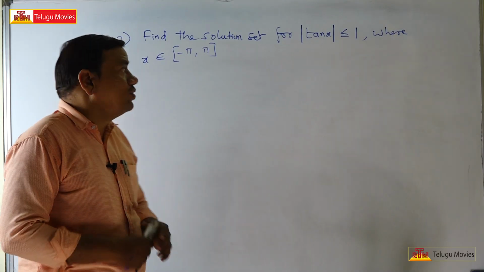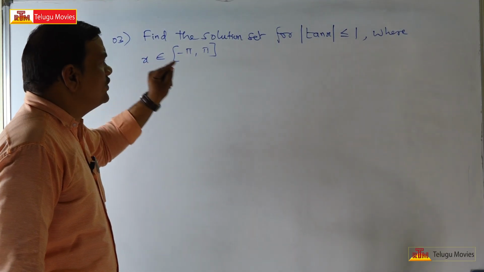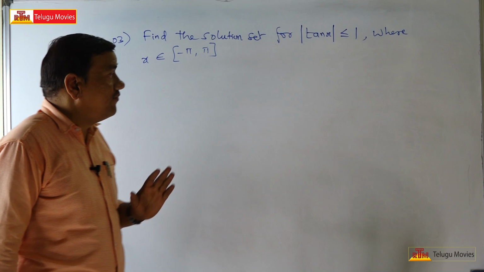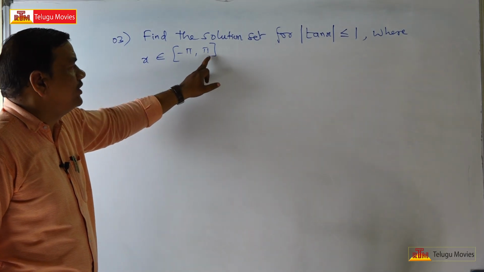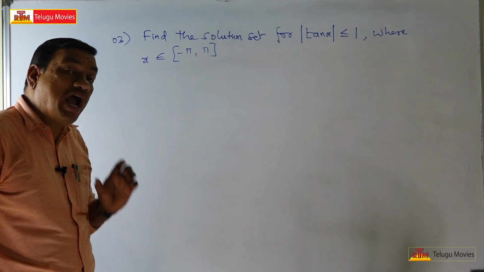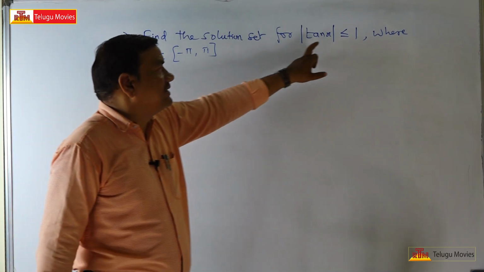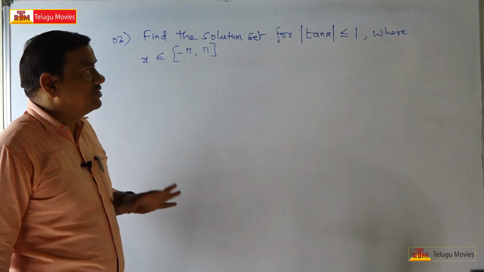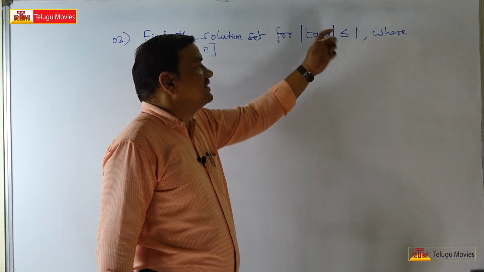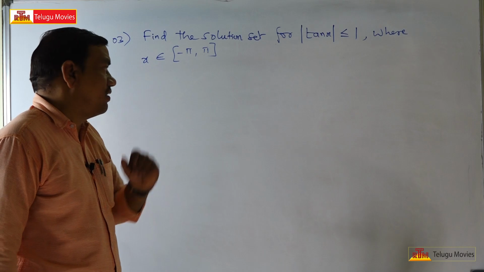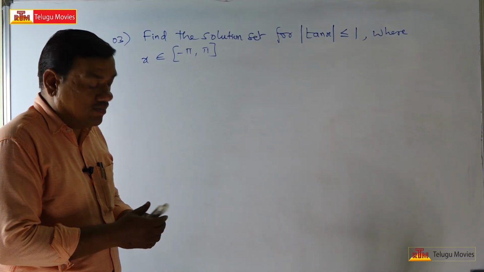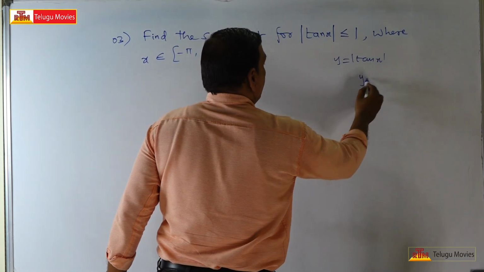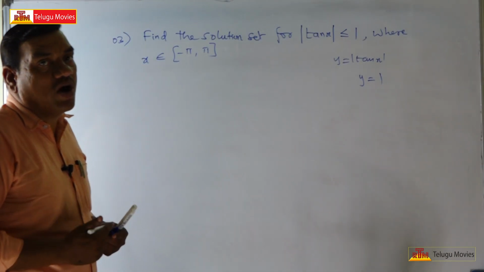Dear students, welcome to the third problem. Find the solution set for modulus of tan x less than or equal to 1, where x belongs to minus pi to plus pi. That means you have to search for the values of x from the interval minus pi to plus pi, including minus pi and plus pi, for which modulus of tan x is less than or equal to 1. To do this problem, draw the graph of y is equal to modulus of tan x and y is equal to 1. The intersecting part will give the answer.